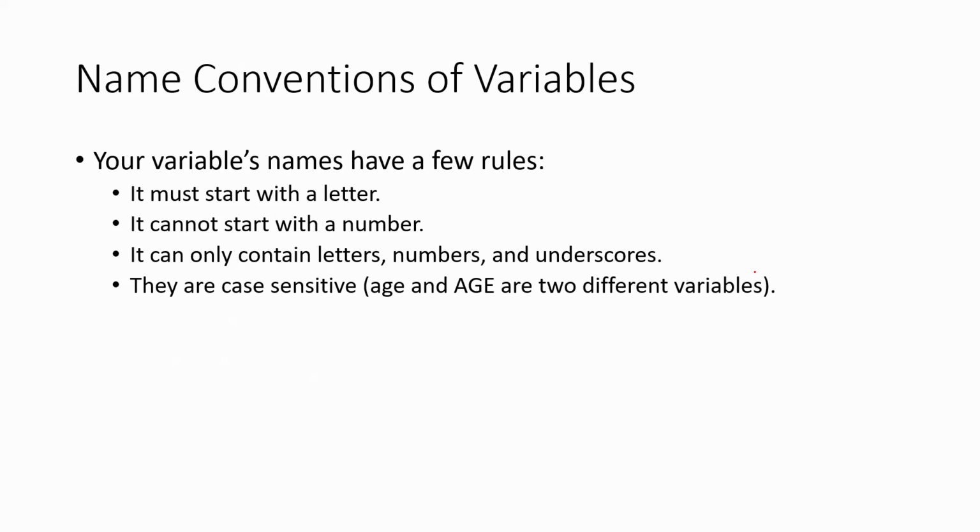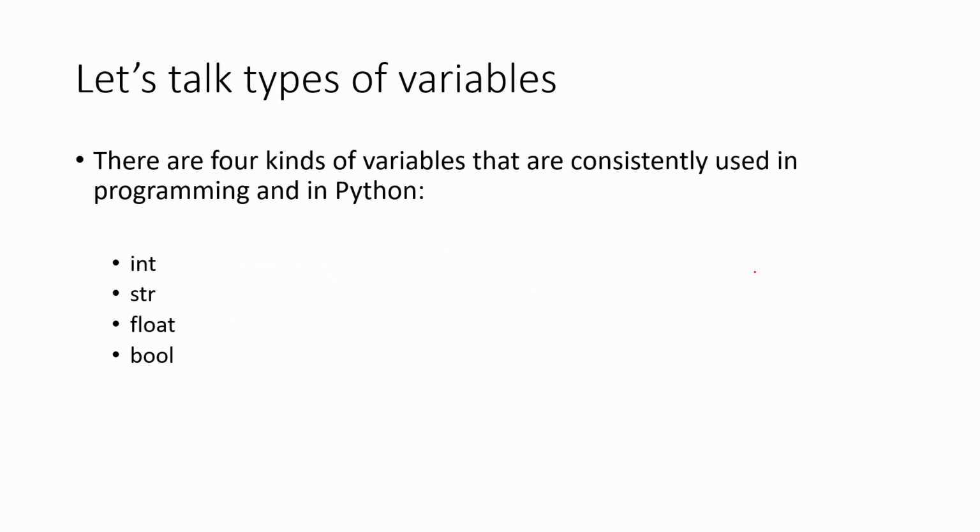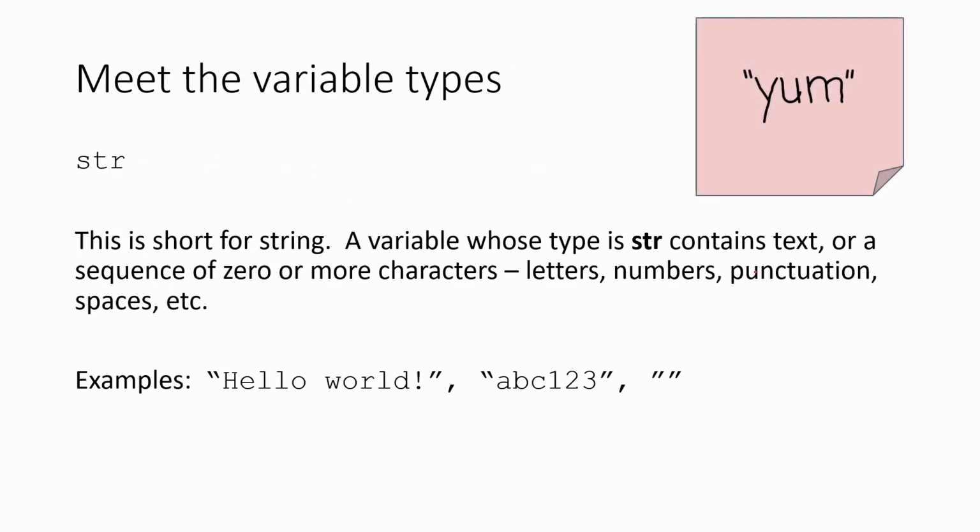I personally make all my variables have a lowercase, all of them, unless I have multiple words inside of my variable, which we'll talk about here in a little bit for my name. Then I will be capitalizing some of the letters inside. And we'll look at that here in a minute. But let's talk about types of variables. There are 4 kinds of variables that are consistently used in programming and in Python. So we have the int, the str, the float, and the bool. Let's first take a look at the int, the str. Well, str is short for string.